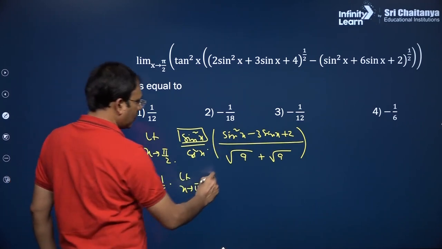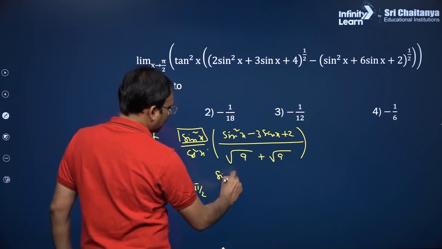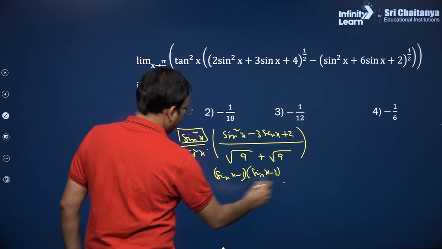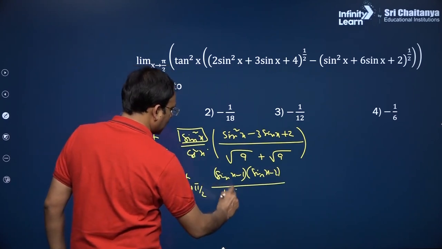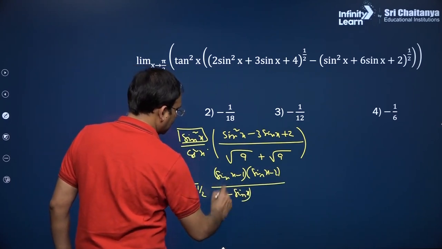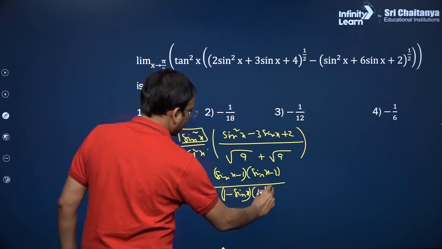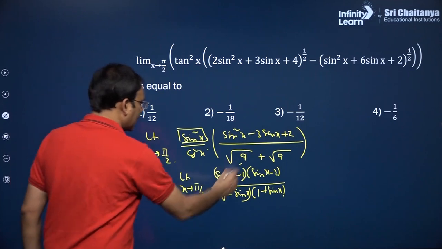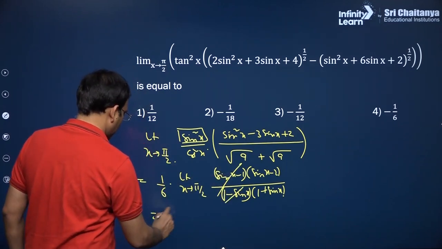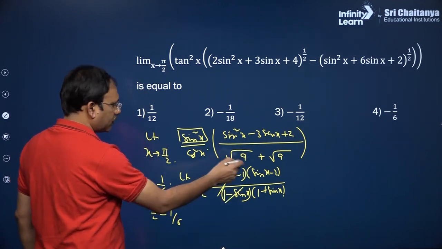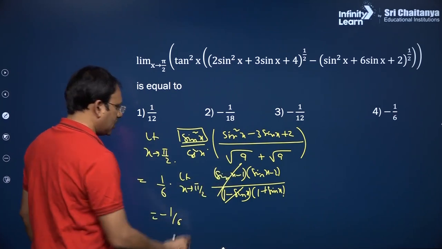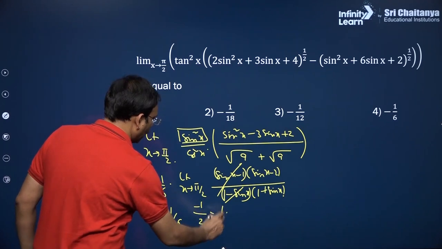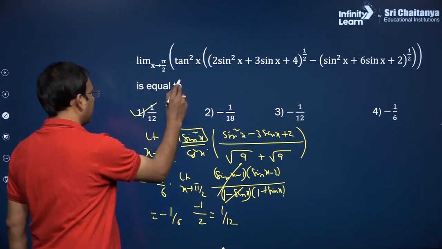You can factorize this, sin x minus 1 into sin x minus 2, by cos square x, which means 1 minus sin square x, 1 minus sin x into 1 plus sin x. Now these two will get cancelled and become minus 1. So you write minus 1 by 6. Substitute pi by 2, sin 90 is 1, 1 minus 2 is minus 1 by 1 plus 1 is 2. So finally, 1 by 12 is the answer.